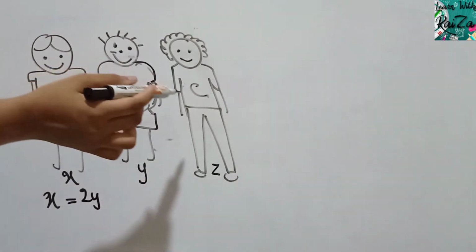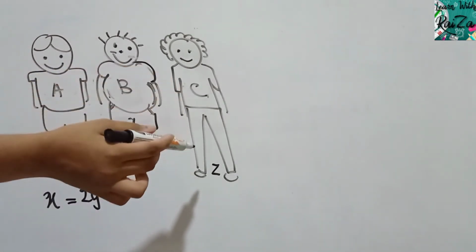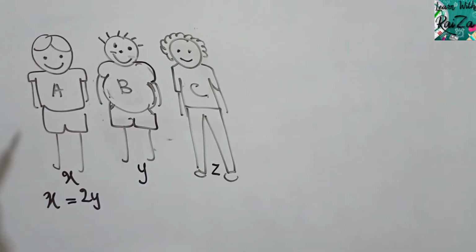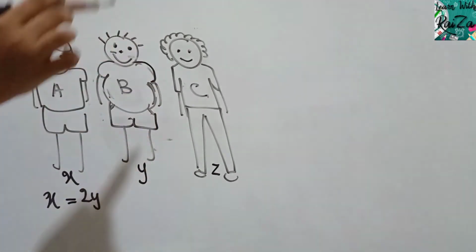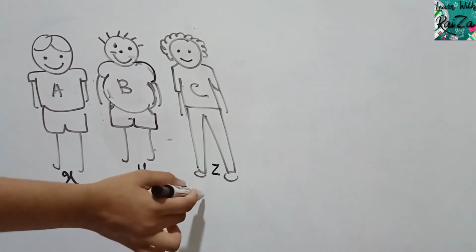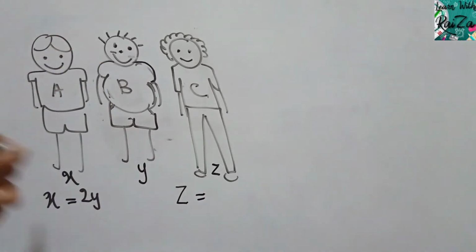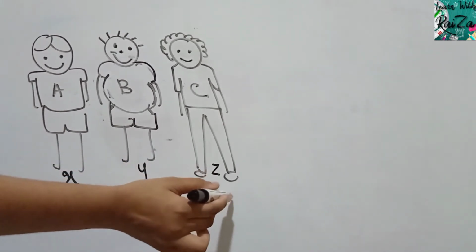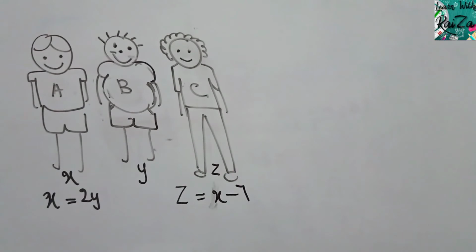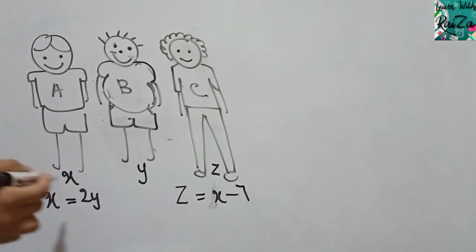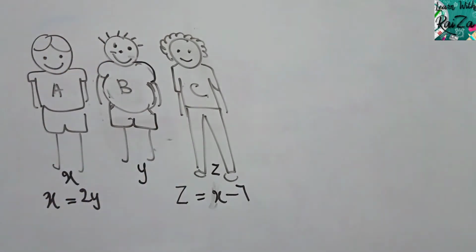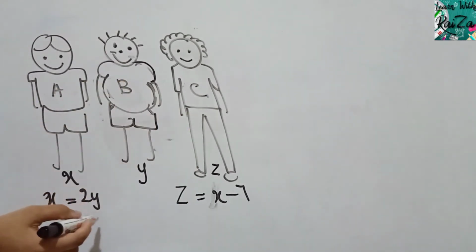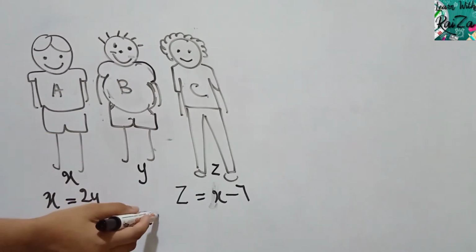Then the age of C is 7 years younger than A. The age of C is Z, 7 years younger than A. So A is X years old, and 7 years younger than him is X minus 7. Okay. Then I am telling that the sum of the ages of A and C is 38. X and Z sum, X plus Z is equal to 38.